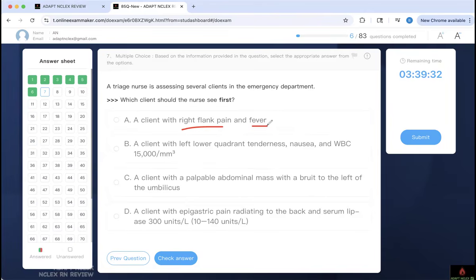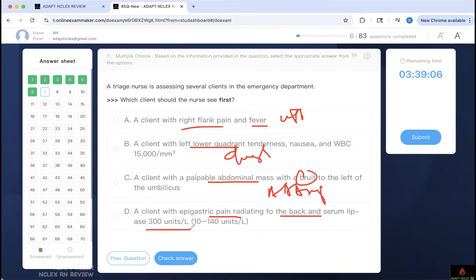Right flank pain and fever, it may be UTI or pyelonephritis, right? Left lower quadrant tenderness, nausea, white count of 15, this can be diverticulitis, right? Palpable abdominal mass and a bruit, this may be an AAA that is about to rupture, abdominal aortic aneurysm. And if you have epigastric pain radiating towards your back and amylase of 300, this is pancreatitis. Who do you think is in trouble? I see a shock patient. This patient is in shock, right?